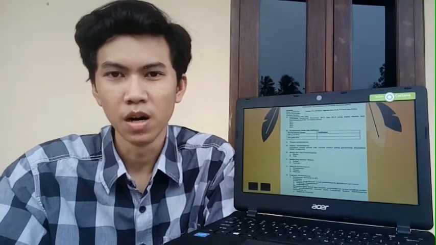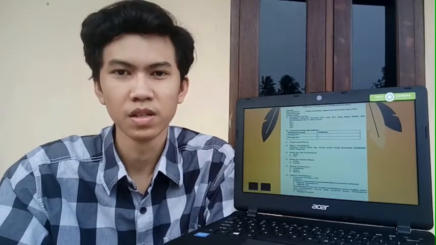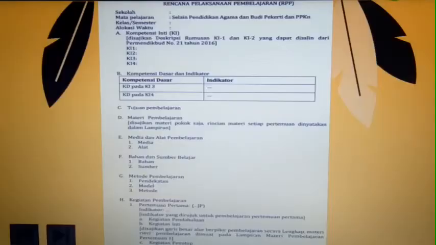This slide is about an example of the lesson plan. This example is appropriate with the systematic of the lesson plan. There's the identity. The identity covers the name of the school, the name of the subject, the class or semester, and time allocation. The teacher just includes the name of the school, the name of the subject, class or semester, and time allocation.